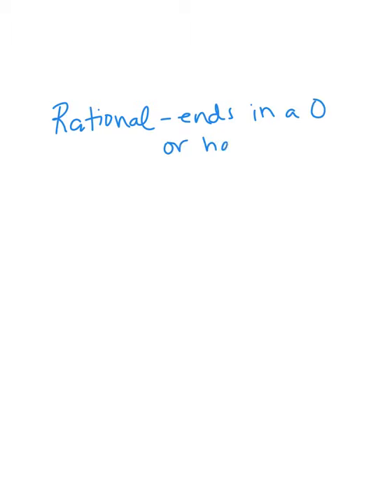Okay guys, this lesson is going to talk about rational and irrational numbers. And for this, we're going to be talking about using square root and cubed root, and we'll talk about that in a second. So a rational number is a number that ends in a zero. So if you were to take the square root of something, it ends in a zero, or has a repeating pattern.